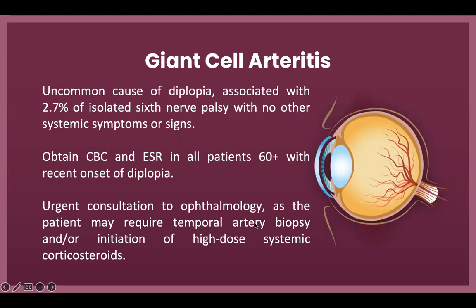Giant cell arteritis should be considered if you have diplopia in patients more than 60 years of age. They account for 2.7% of isolated sixth nerve palsy. If you suspect giant cell arteritis or temporal arteritis, you should check the ESR, and it is positive if more than 50, and the patient should be referred to ophthalmology to get a temporal artery biopsy to confirm the diagnosis.